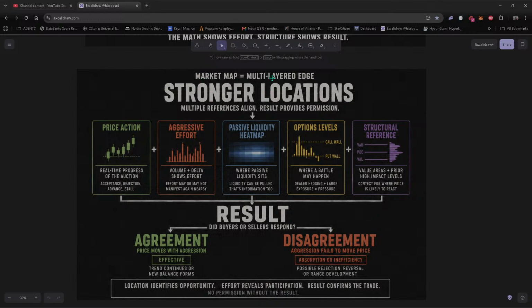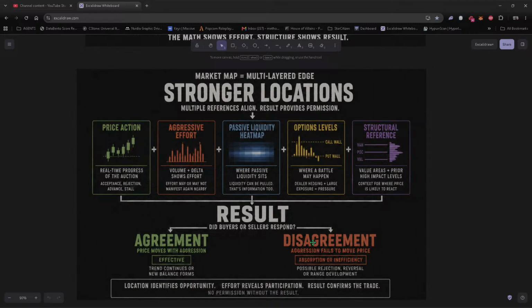We have the market map, a multi-layered edge. We look at lots of things that are important to help give us that strategy edge. We're not just picking a level to pick a level. We're not just saying, oh, aggressive buyers are stepping in, let's go. Or, price is moving up, it's going to continue to move up. It's not just one thing. It's confluence, and confluence gives you confidence. So market map equals a multi-layered edge. That's why I call it market map.